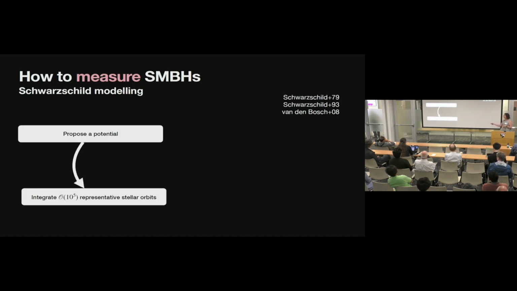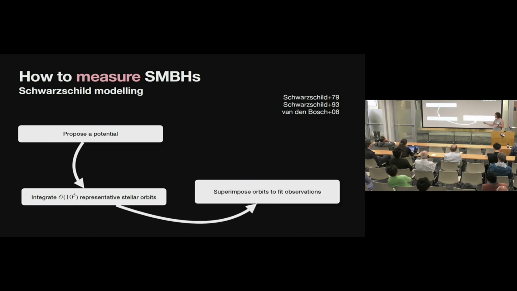We then integrate hundreds of thousands of representative stellar orbits that we think will populate the entire phase space of the problem. Basically, all of the orbits that can possibly exist in this galaxy are represented within this library. We then superimpose those orbits such that all of our assumptions about what the potential looks like are obtained. So this ensures that the potential and mass are self-consistent.